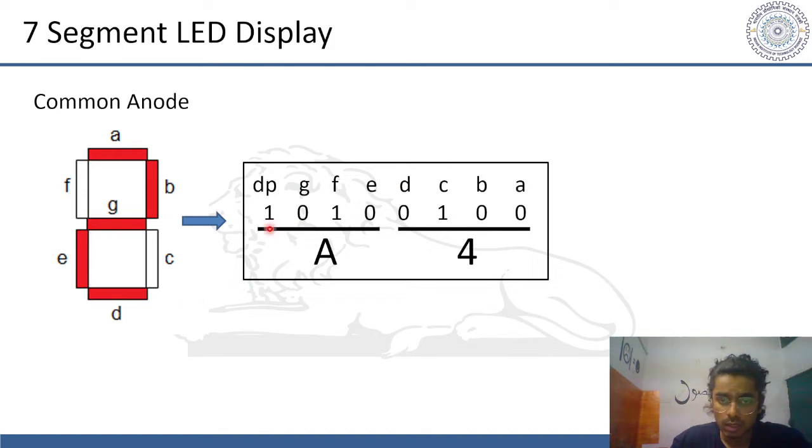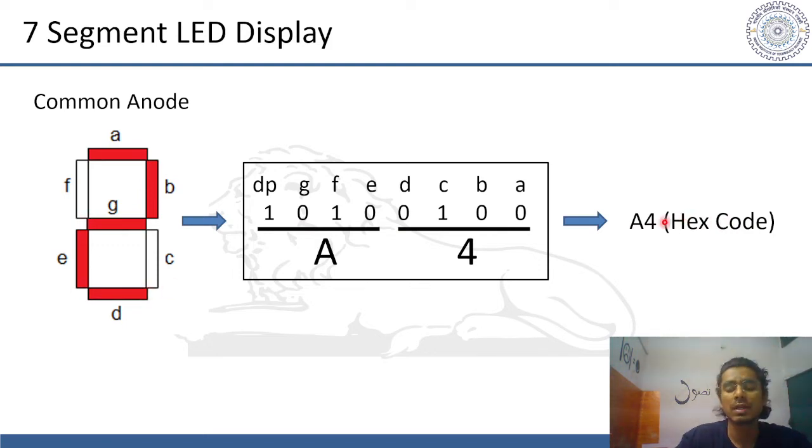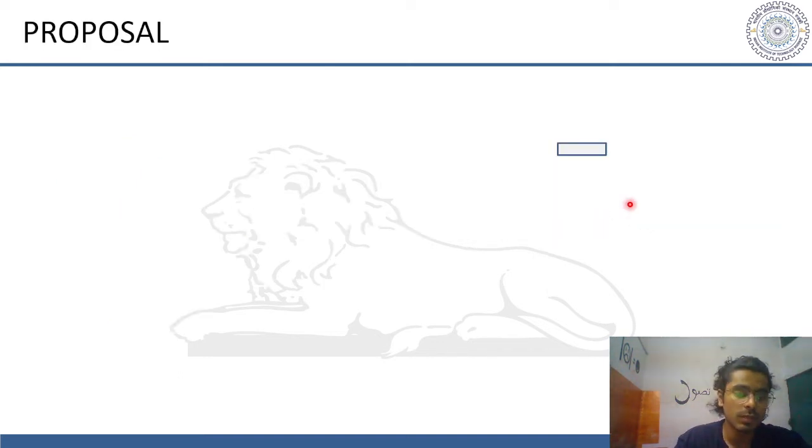The combination of these numbers is represented in hex code, as shown here: A4 hex code for illuminating 2 on this LED display. And we are going to use this hex code while using our 8085 microprocessor.